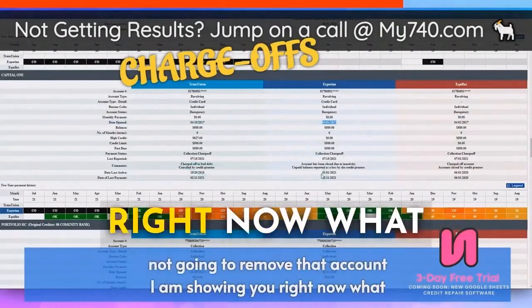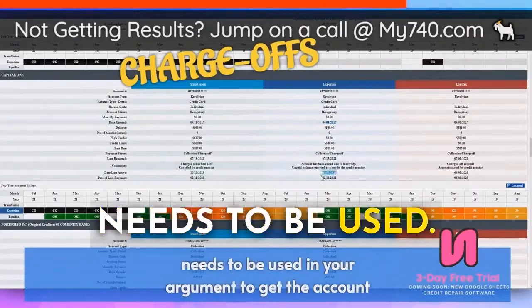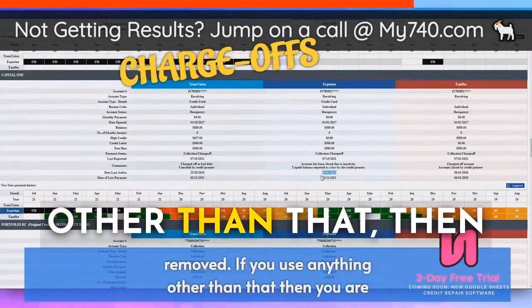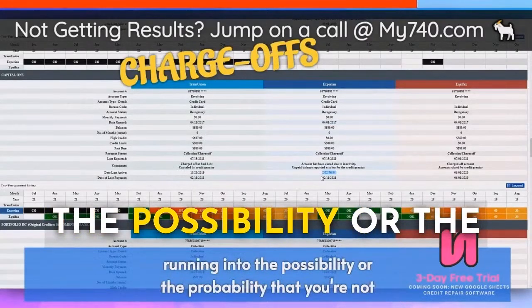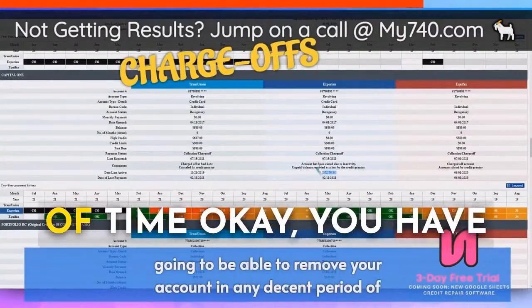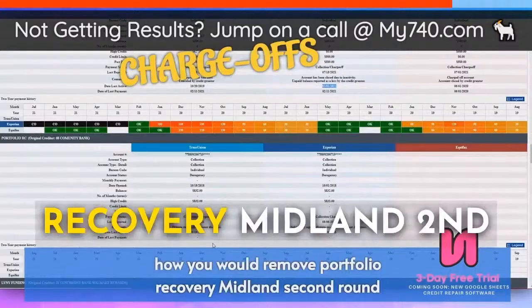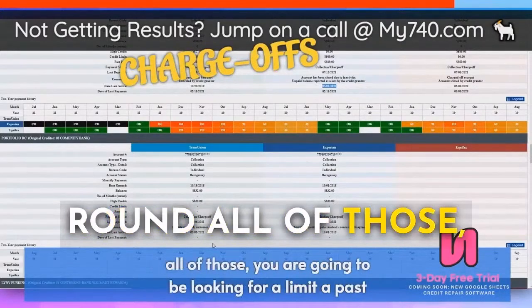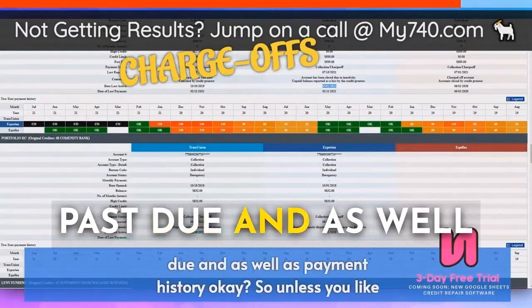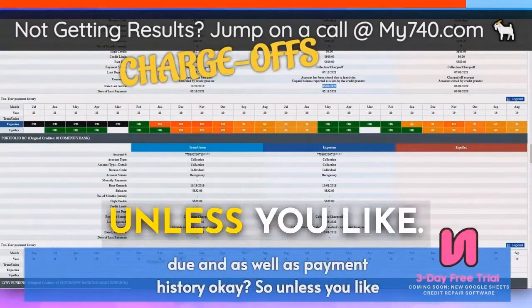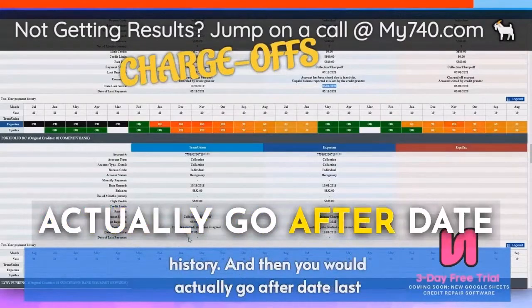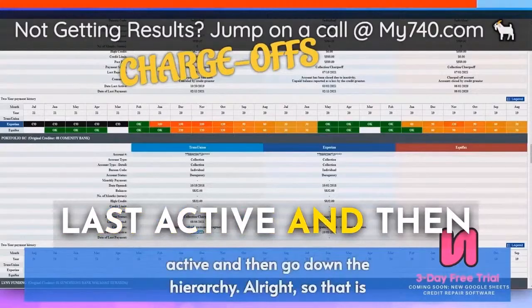I am showing you right now what needs to be used to get the account removed. If you use anything other than that, then you are running into the possibility or the probability that you're not going to be able to remove your account in any decent period of time. Just so you know how you would remove Portfolio Recovery, Midland, second round, all of those, you are going to be looking for a limit, a past due, and payment history. Unless you physically paid them, there should not be any payment history. And then you would actually go after date last active and then go down the hierarchy.